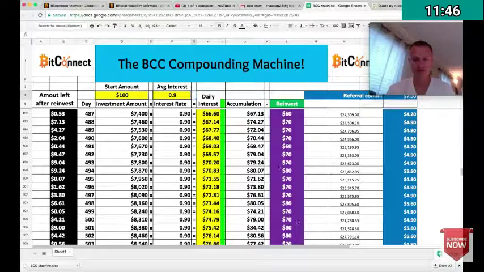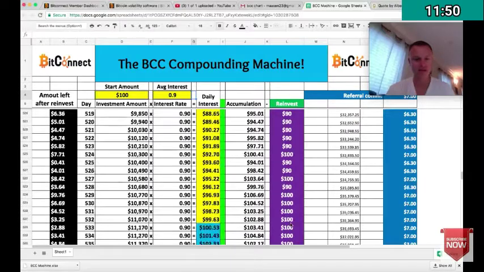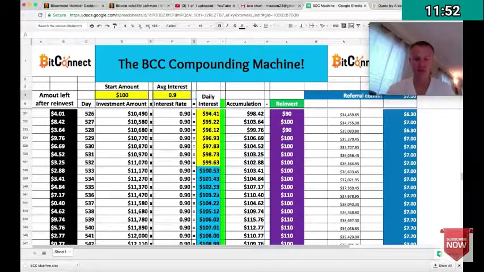We're making reinvestments of $70, $80 every single day. Here, boom, we hit a $100 a day payout at 0.9% interest. We have $11,000 invested at 0.9% interest. We're getting paid $100 a day. That's an extra $36,000 a year that this is pulling in, all because of our initial $100 investment.